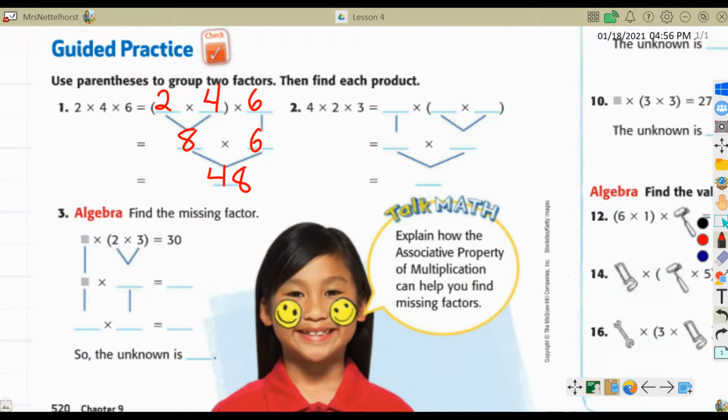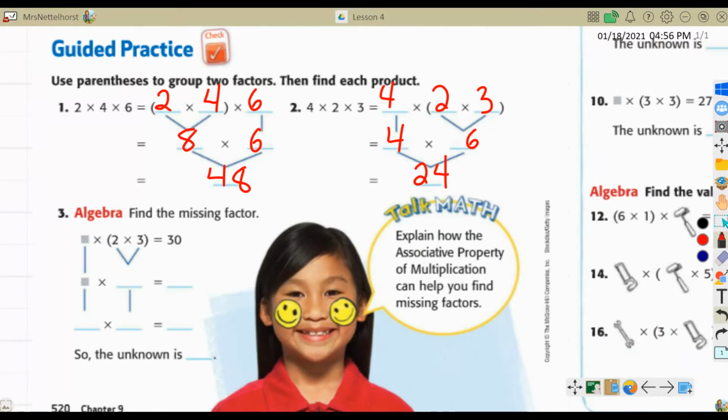Okay, so you have 4, 2, and 3, which is 4 times 2 groups of 3. I'm going to bring my 4 down here. I'm going to multiply 2 and 3, which is 6. 4 times 6 is 24. If you got that right, pat yourself on the back. If you didn't get it right, please fix it. If you didn't get it right, you might want to go back and listen to the other practice too, just to be sure you understand.